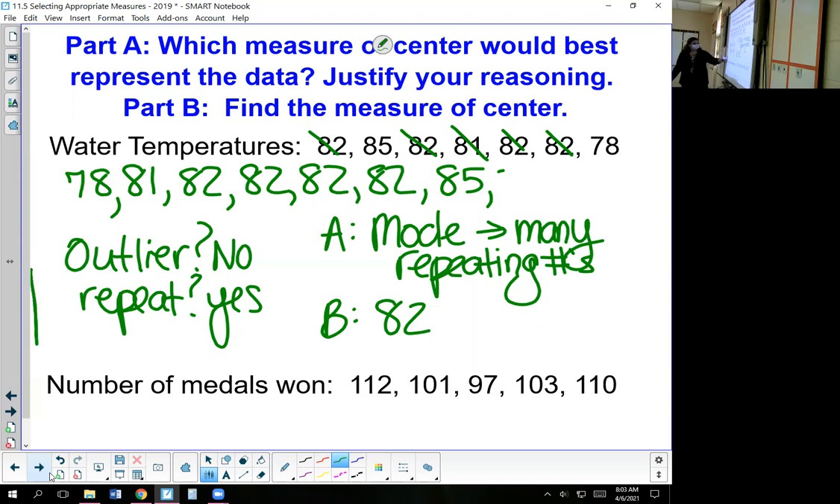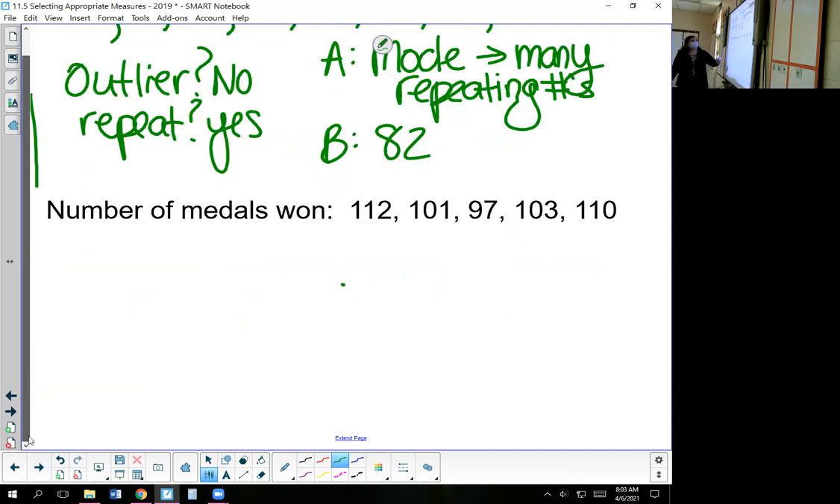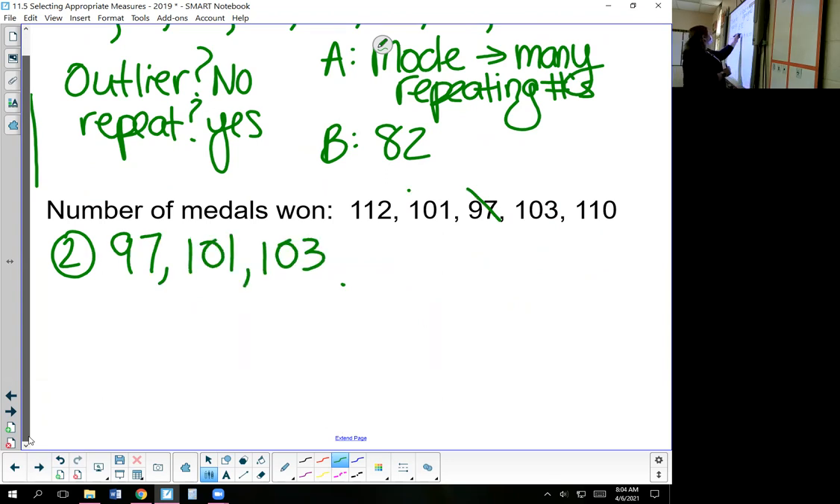Okay, let's look at the second one, number 2. All right, which one would I choose here? We've got to have at least 3 examples in our notebook, okay? So first thing, we'll put them in order. So we have a 97, 101, 103, 110, 112.